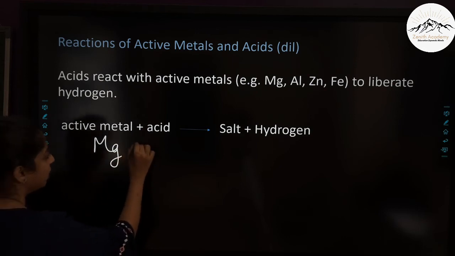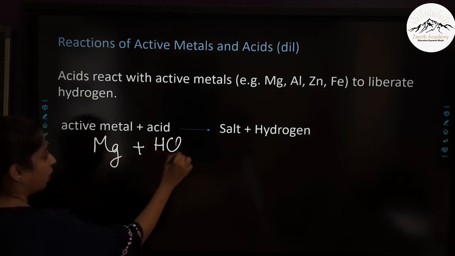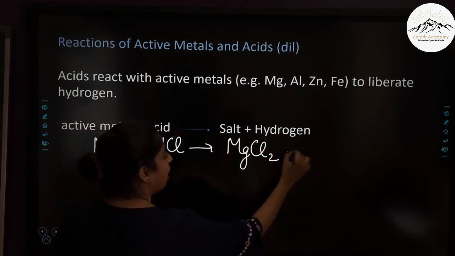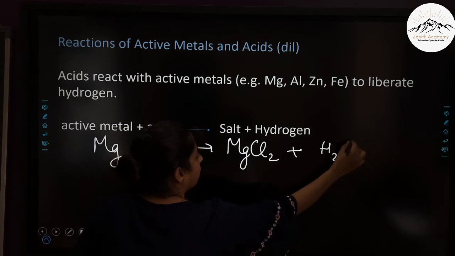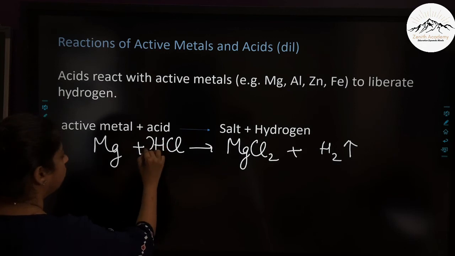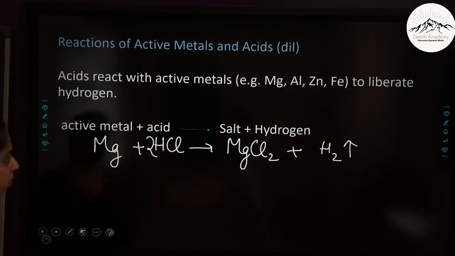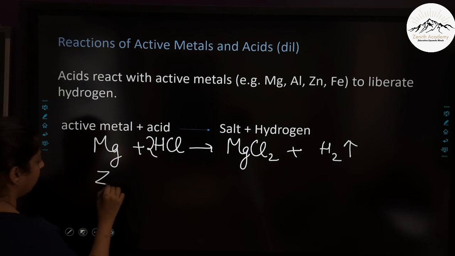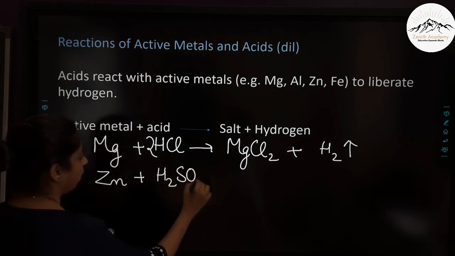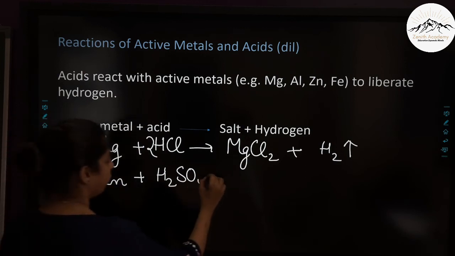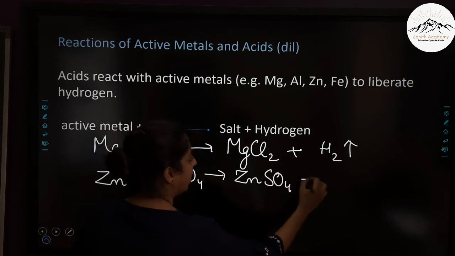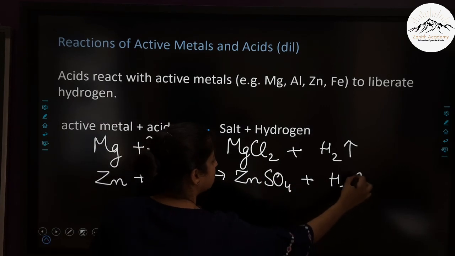So magnesium plus HCl gives which salt? It will form MgCl2 and hydrogen will be released. Just balance this. There are 2 chlorine. Okay. Now let's take zinc. Let me take some another acid like H2SO4. When zinc reacts with H2SO4, it will form a salt ZnSO4 and hydrogen gas will be released.